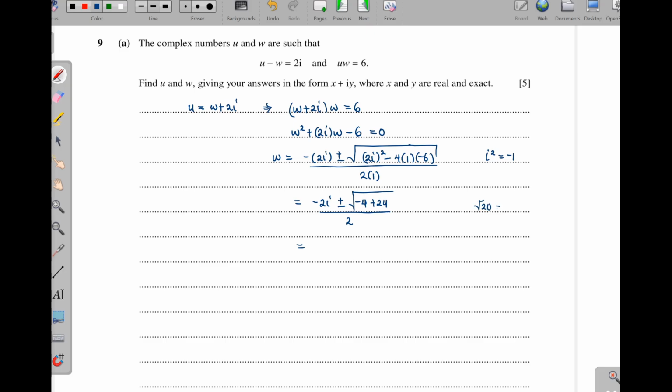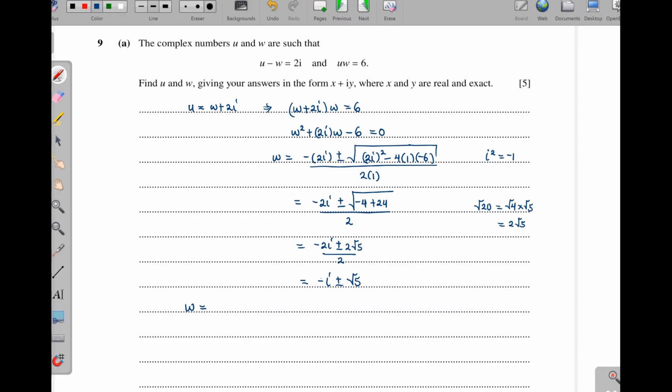And root of 20 is the same as root of 4 times root of 5, meaning we get 2 root 5. That means I will get negative 2i, then plus or minus 2 root of 5 over 2. And then this one will simplify to negative i, then plus or minus root of 5. Now from here, we are going to have the first answer for w.